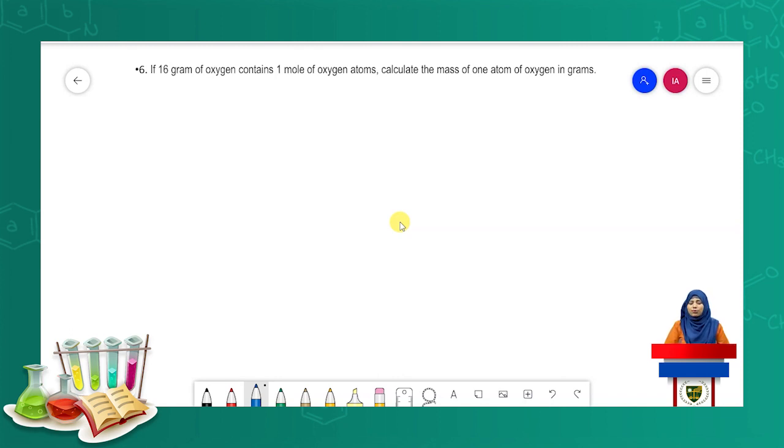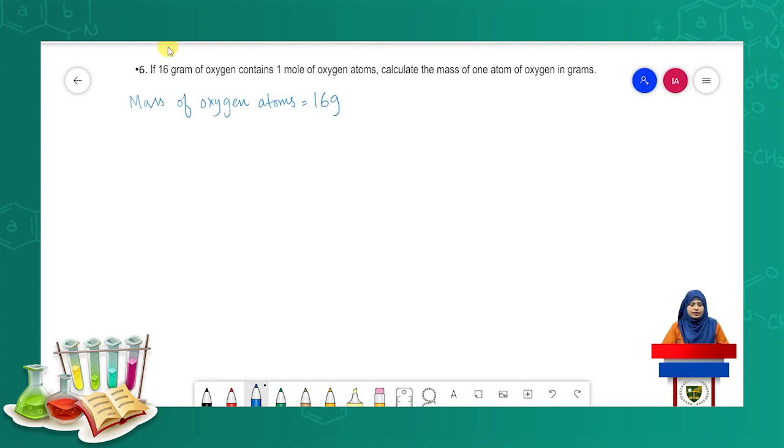Next question is, if 16 grams of oxygen contains 1 mole of oxygen atoms, calculate the mass of 1 atom of oxygen in grams. यानी कि 16 grams of oxygen में 1 mole of oxygen atoms है, so हमें ये बताना है कि mass of 1 oxygen atom क्या होगा. So उसके लिए फॉर्मूला तो हमें सेम ही इस्तेमाल करना है, बट फर्स्ट ऑफ ऑल लेट्स राइट व्हाट वी हैव इन आवर क्वेश्चन. So mass of oxygen atoms, which is given to us in grams, is equal to 16 grams, and we have to calculate mass of 1 atom of oxygen.